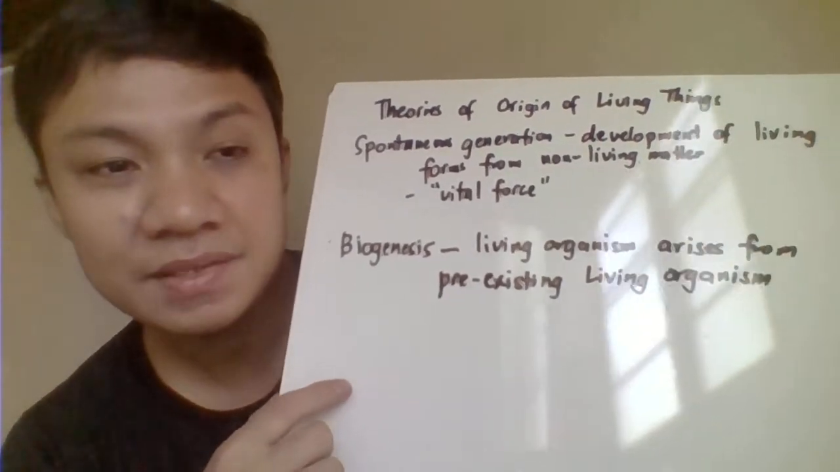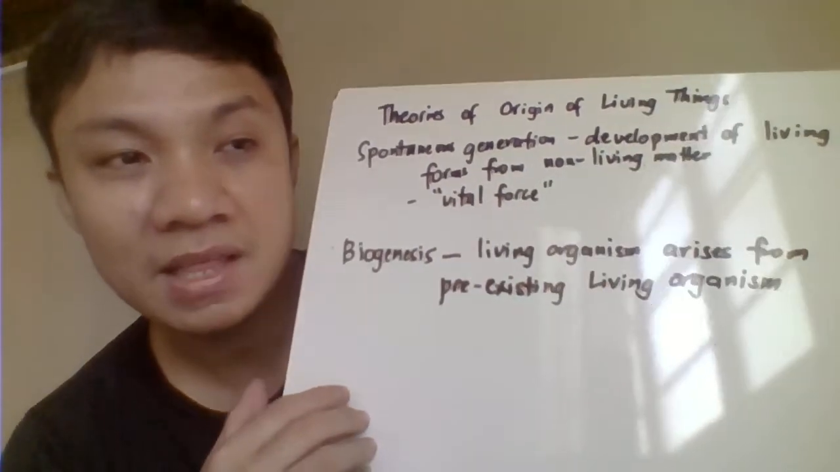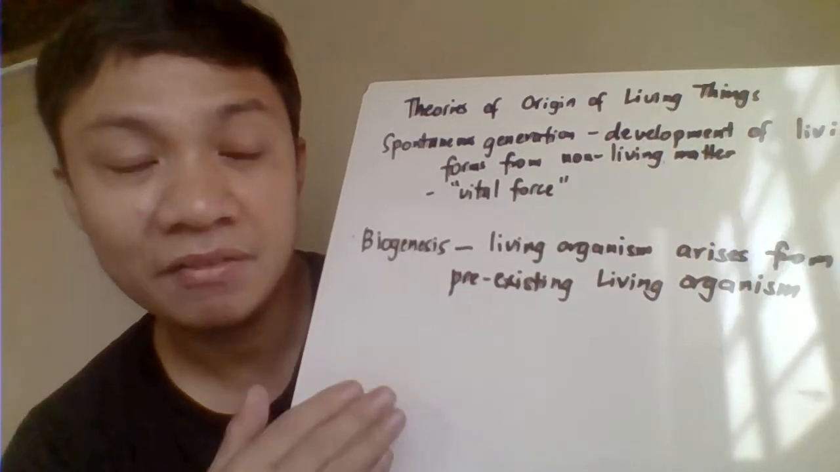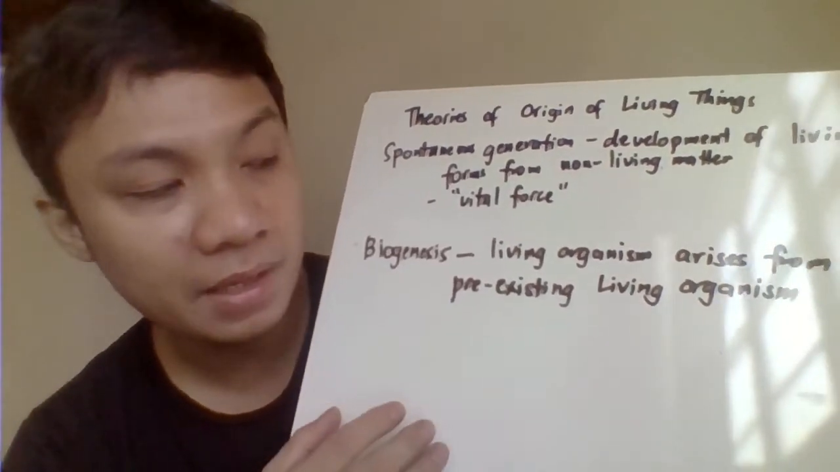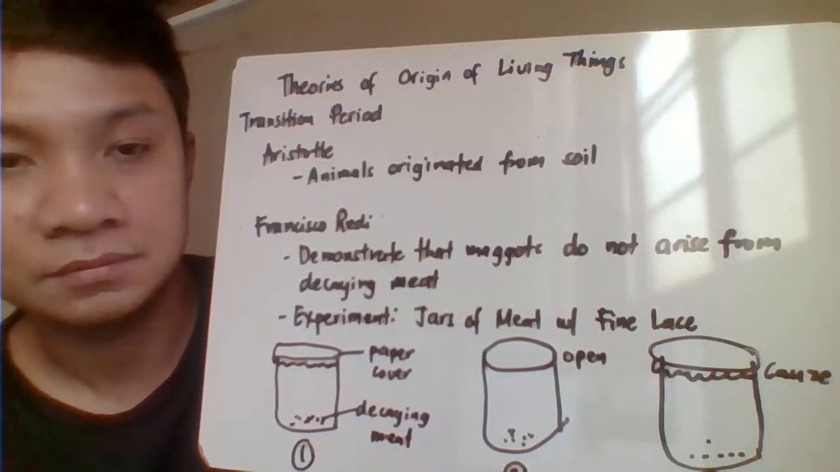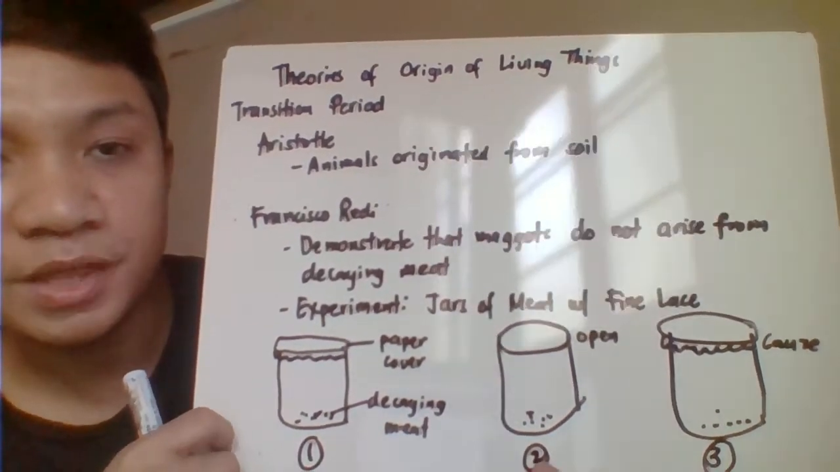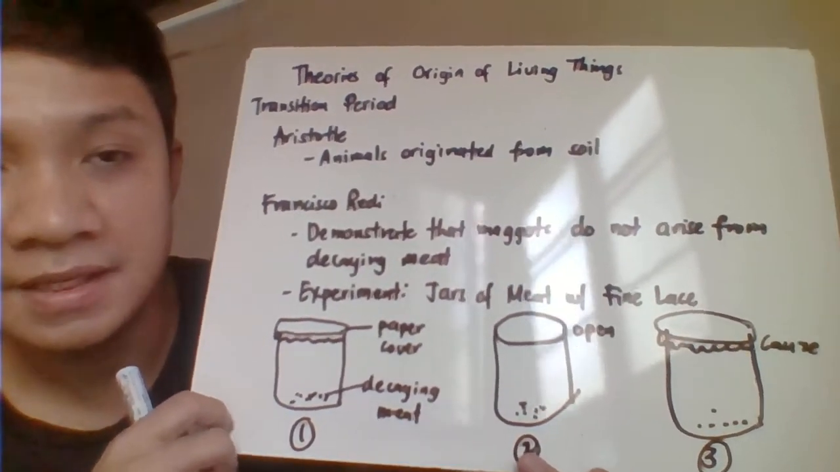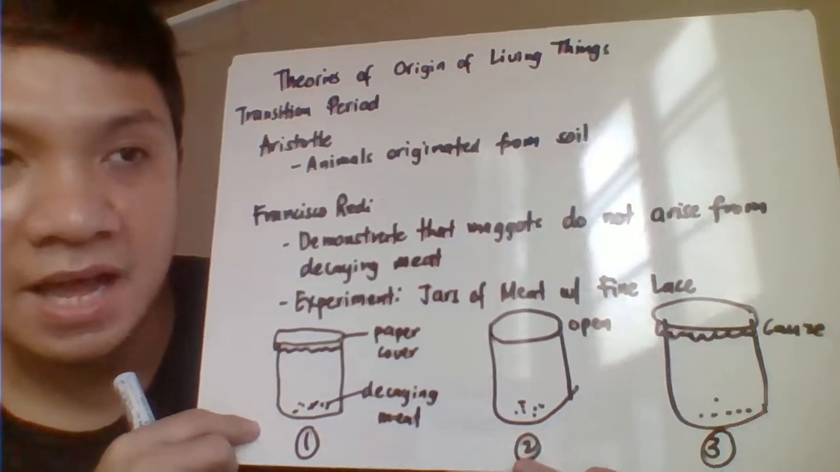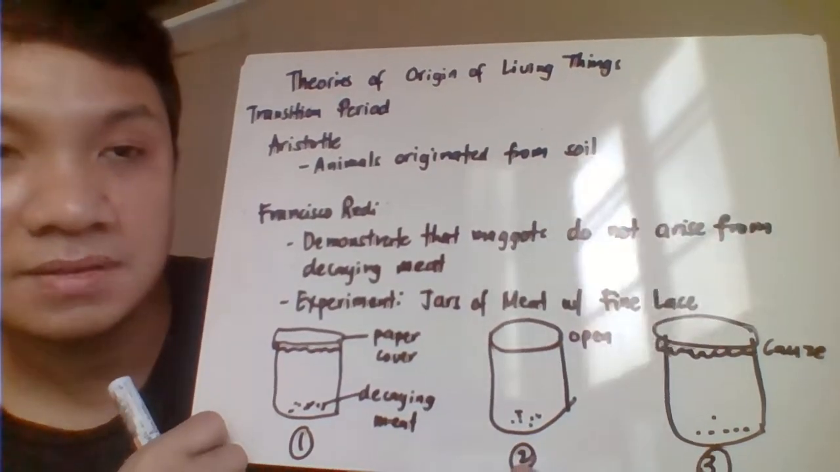So in biogenesis naman, they believe here that living organisms really came from pre-existing living organisms. Okay, then we have here the theory of spontaneous generation. So again, the advocates of spontaneous generation believe that living organisms arise from non-living organisms.